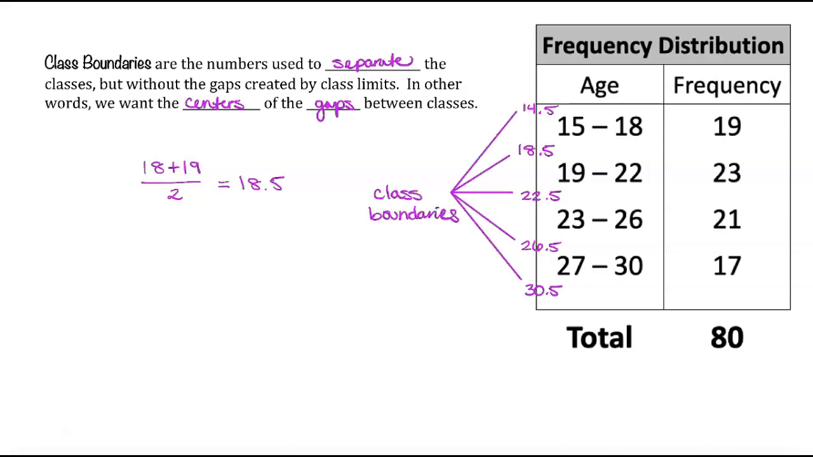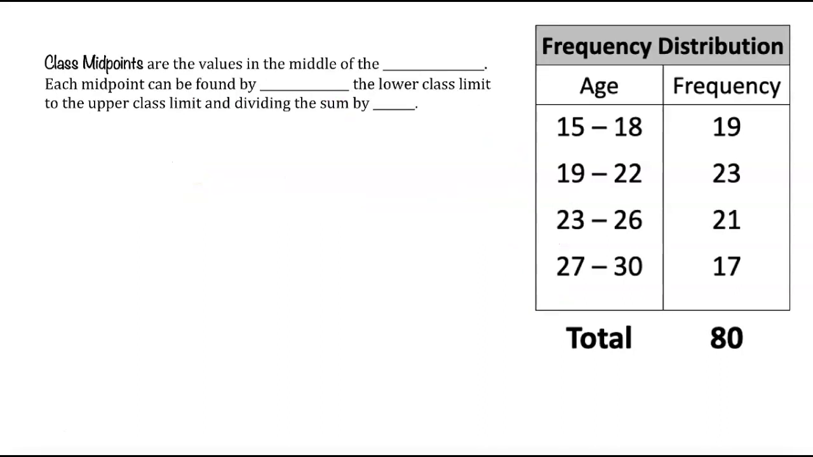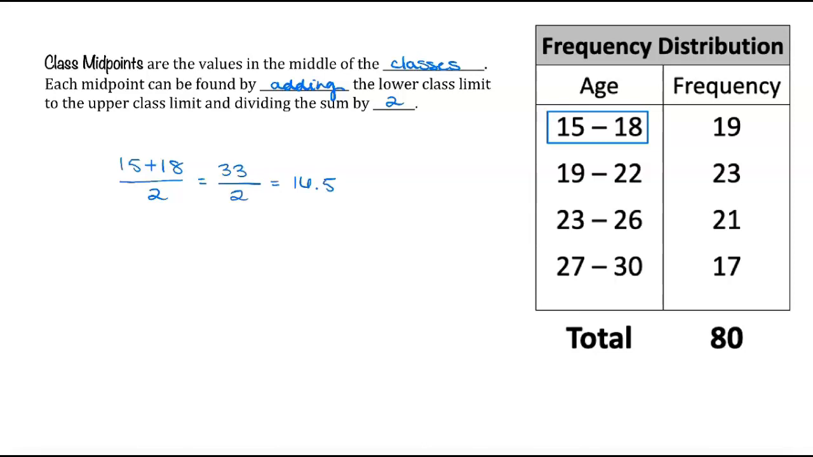Next, we have what's called the class midpoints. These are the values in the middle of the classes. Each midpoint can be found by adding the lower class limit to the upper class limit and dividing that sum by 2. So for the first class, 15 to 18, we find the class midpoint by adding 15 and 18 together and dividing by 2. This is 33 divided by 2, or 16.5.